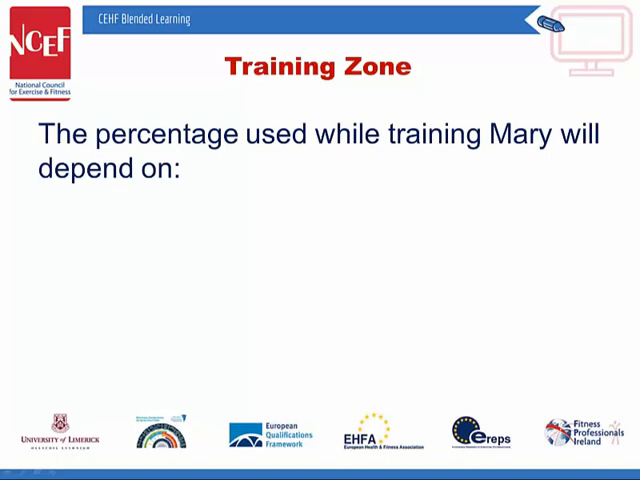First of all, the percentage used while training Mary will depend on a number of variables. The first one being Mary's fitness level. So having done a fitness test on Mary, we would find out her cardiorespiratory fitness. If Mary was a sedentary client, then her fitness level mightn't be too good. We would start Mary off at 60% of her maximum heart rate. Otherwise, if Mary was quite fit, from a cardiorespiratory point of view, we might start Mary off maybe at 70 to 80% of her training zone.